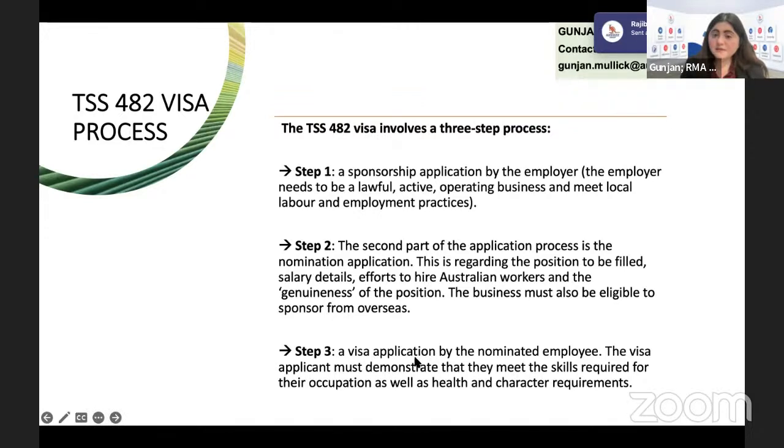Step 3 is the visa application. This visa application is after the nomination. You don't need to wait for the sponsorship and nomination to be approved to lodge the visa.